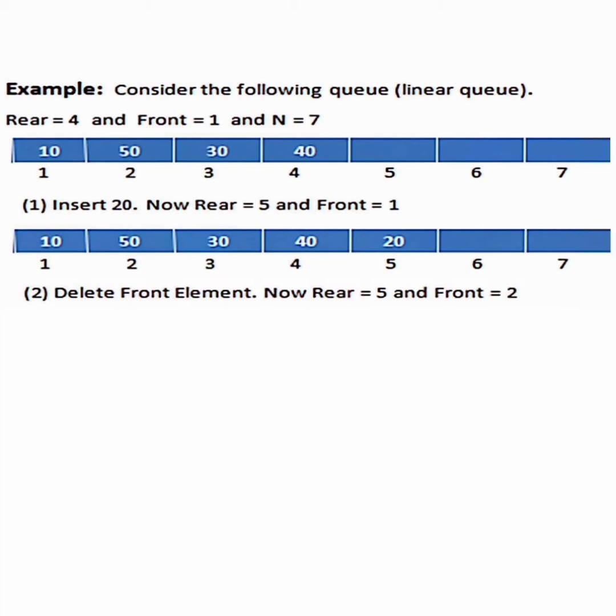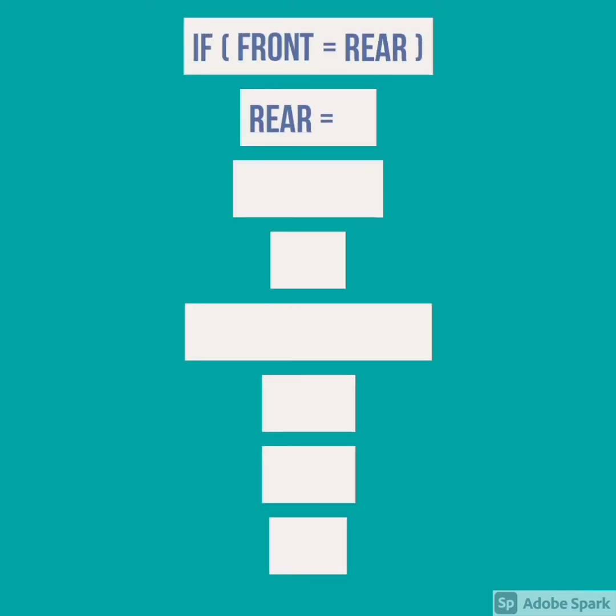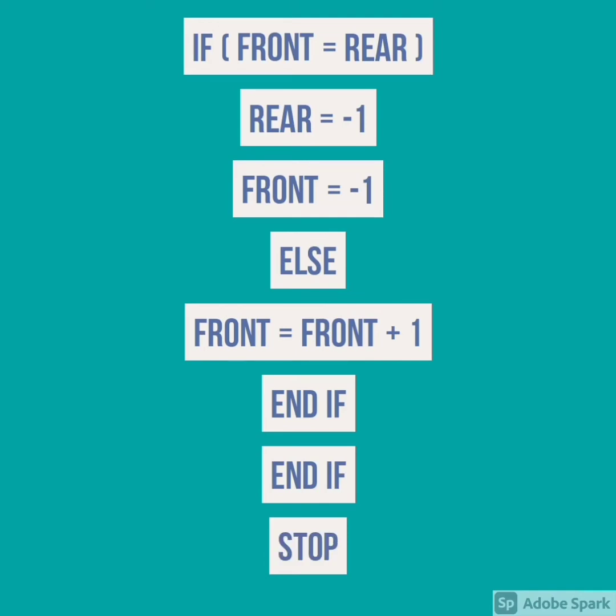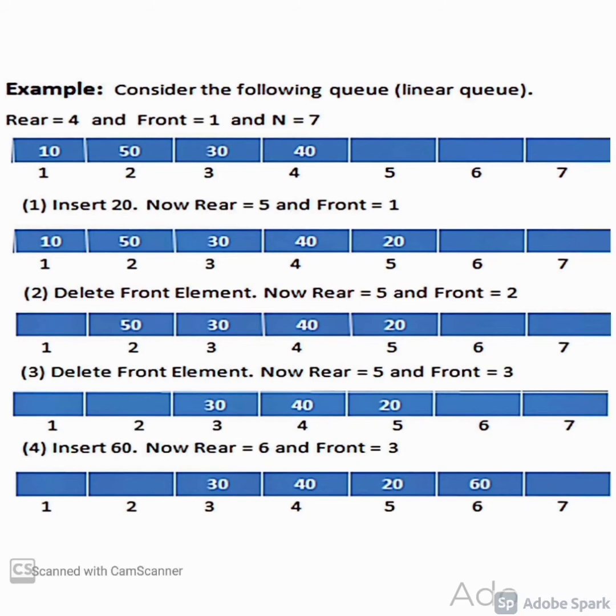Let us perform dequeue and remove 10. First we'll check if the queue is empty, in which case, there won't be element to dequeue. If not then we increment front by 1. Thus 10 is deleted now. Similarly we'll dequeue 50 and add another element 60. Now front is 3 and rear equals 6.